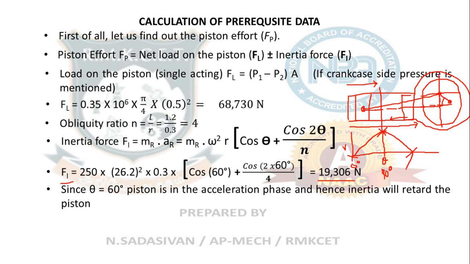Similarly, for the return stroke, it will be like this. Okay, so what do you understand from this? If your theta value falls between 0 to 90, your piston is accelerating, and if it is between 90 to 180, your piston is decelerating. Similarly, in the return stroke, 180 to 270 acceleration, 270 to 360 deceleration.